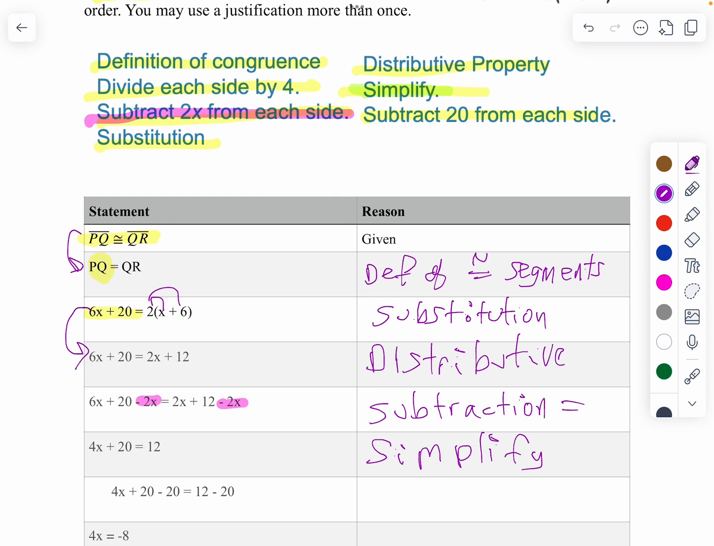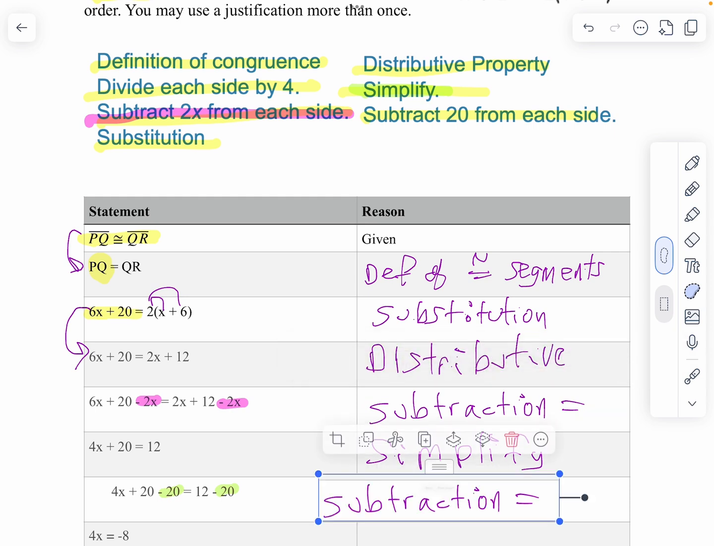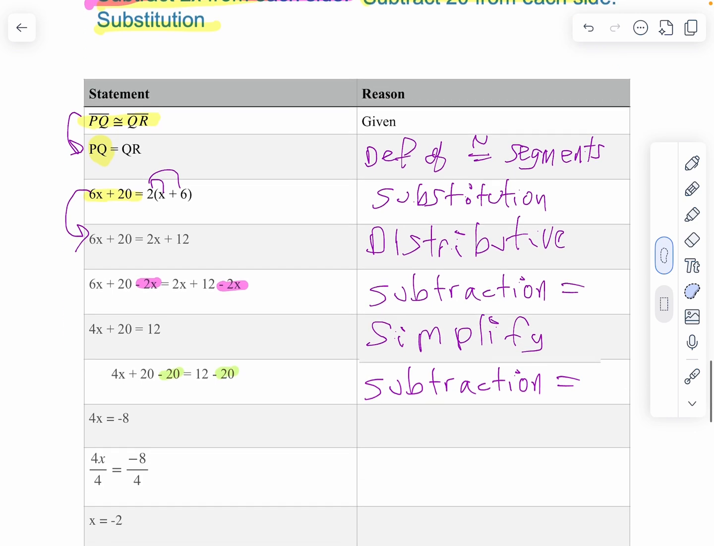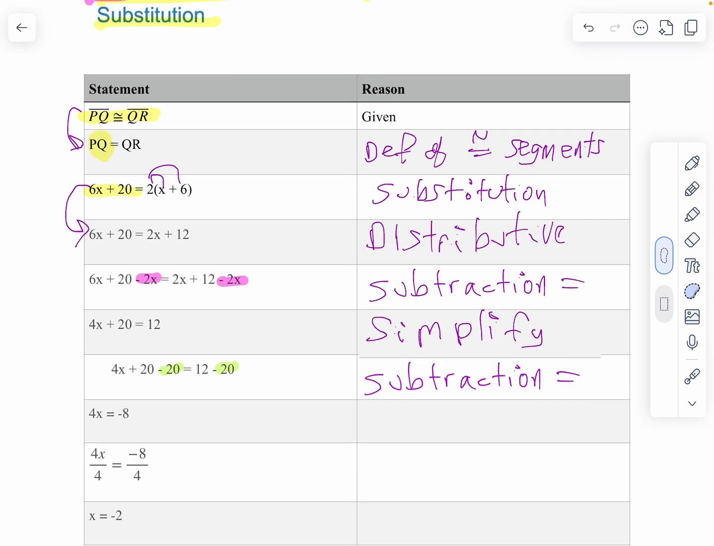Now, in the next one, it looks like we subtracted 20 from both sides. So, once again, I'm going to call that the subtraction property of equality. You could say subtract 20 from both sides if you want to. And I'll fill that in there. Then we actually did the subtraction, so that's simplifying.